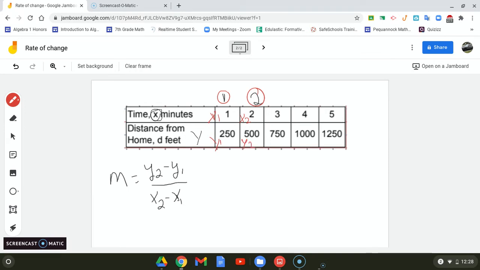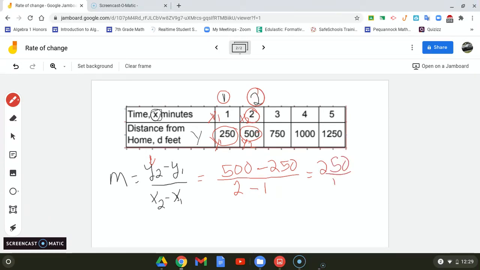So we'll substitute the numbers in. Our y2 that we see here is going to be our 500. So it's going to be 500 minus, and now let's find our y1. Our y1 is going to be this one, so that's going to be 250. And that goes over our x2, which in this case is a 2, and our x1, which in this case is a 1. So we subtract, and we get 250 over 1.